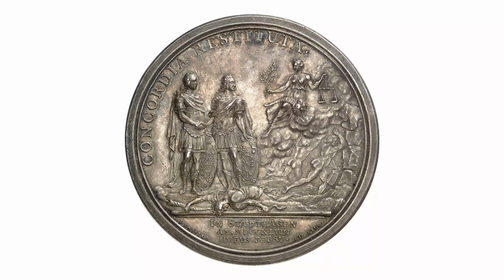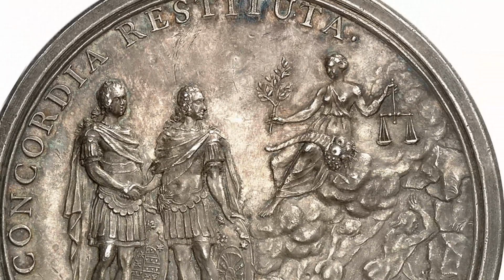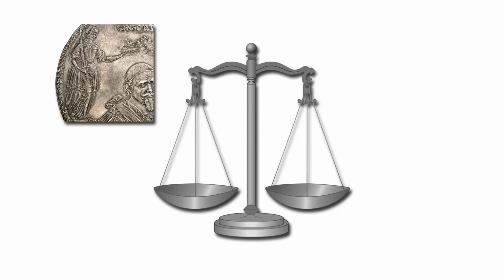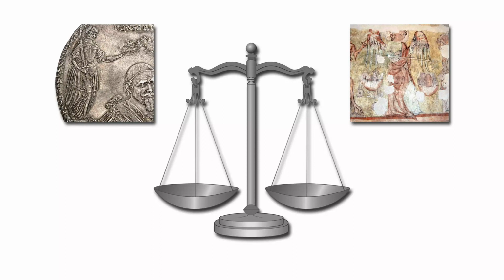And this coin depicts a woman with a pair of scales and an olive branch. Clearly, the coin refers to Concordia, the personification of concord. Thus, scales can have a different meaning depending on the other elements they are combined with. If there's a sword, the message is about the justice of a judge. If there's an angel, it's about the justice of the Last Judgment.